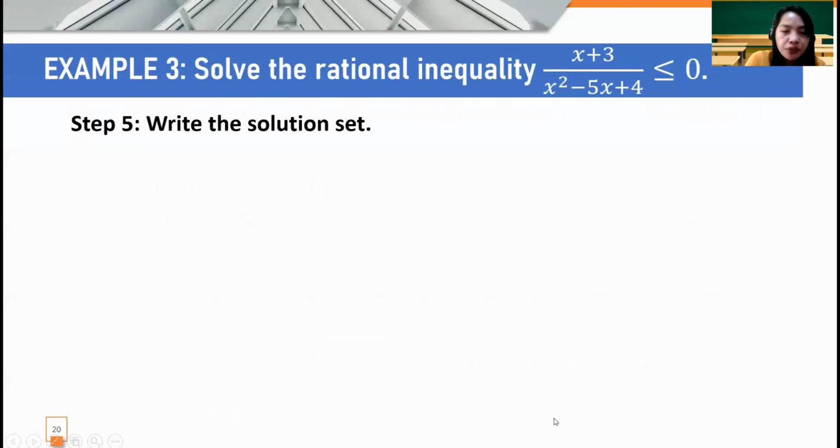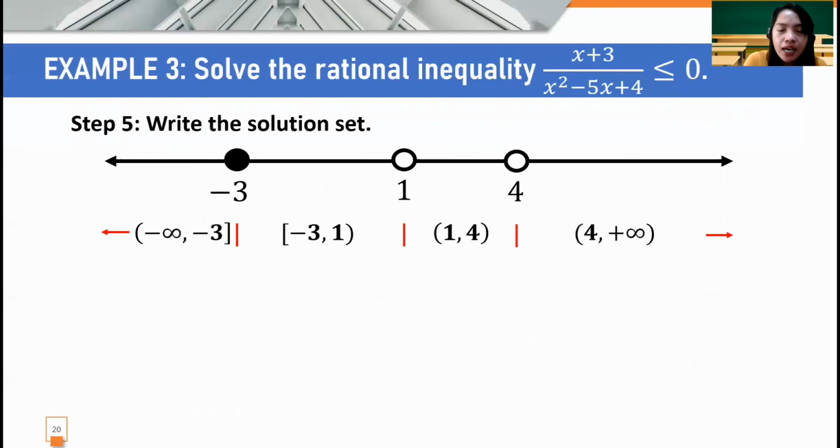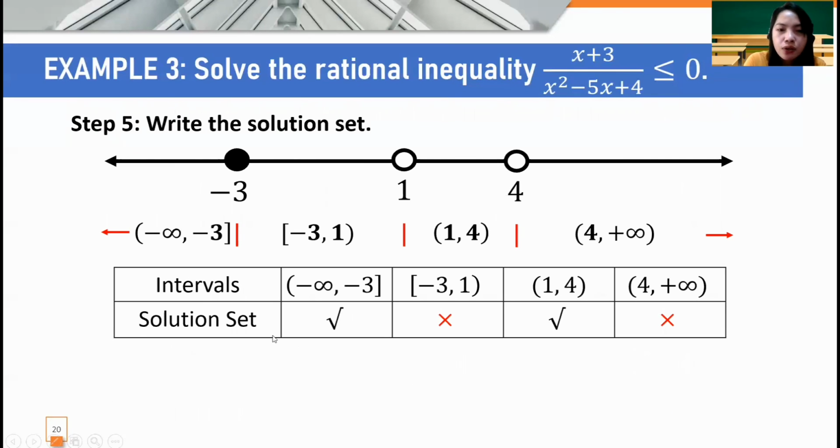Ito take note natin yung interval sa number line natin. So yung nakuha natin na solution set, we have the first and the third. So, ha-highlightan natin yung number line. Ibig sabihin, yung highlighted na yellow part sa number line, yun yung solution set ng given rational inequality. So, ito yung shaded part ng number line dito sa interval na to at nasa ikatlong interval.